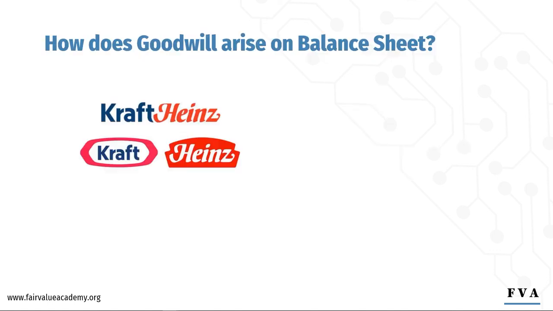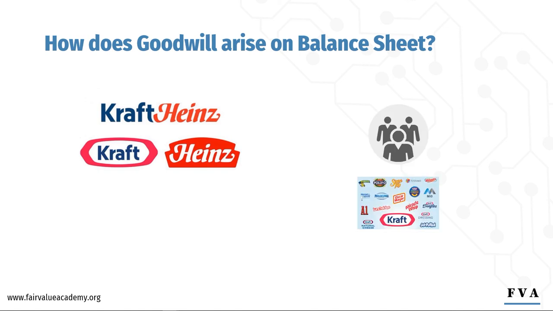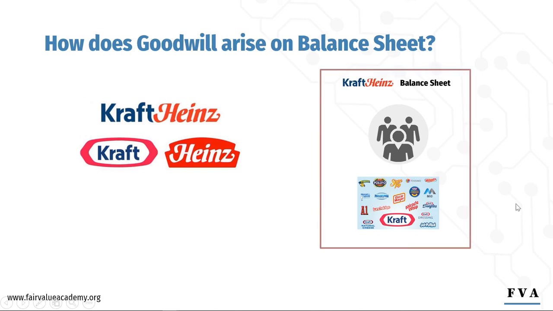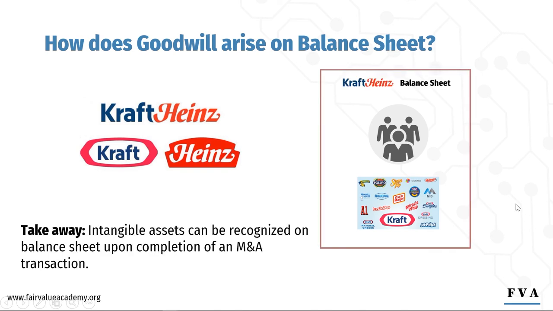Okay, back to our Kraft Heinz example. After Heinz completes its acquisition of Kraft, we now understand that Goodwill and brands of Kraft can now be recognized on the consolidated balance sheet of Kraft Heinz. So the key takeaway from this module is that the only instance when intangible assets, including Goodwill, can be recognized on balance sheet is upon completion of an M&A transaction, that is a business combination in accordance with IFRS 3.